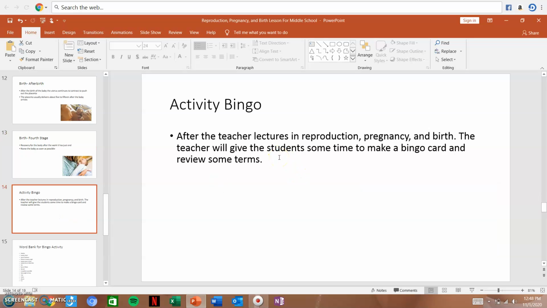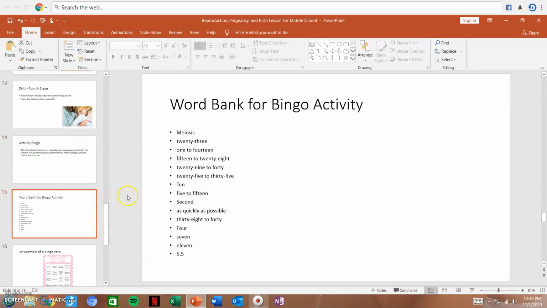So now for my activity, I'm going to be doing bingo. After the lecture, I will write the terms up on the board and give the students a couple minutes to make their own bingo card. So the words for bingo are meiosis, 23, 1 to 14, 15 to 28, 29 to 40, 25 to 35, 10, 5 to 15, second, as quickly as possible, 38 to 40, 4, 7, 11, and 5.5.